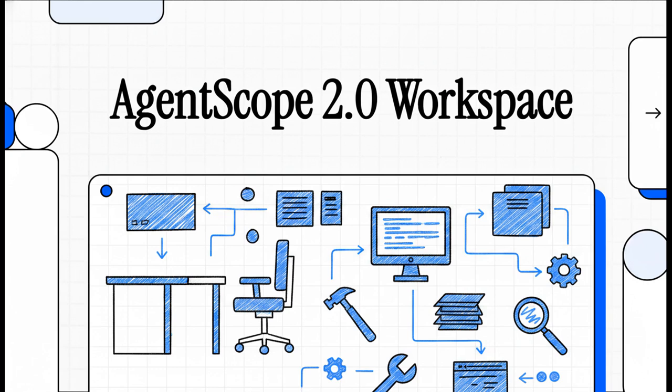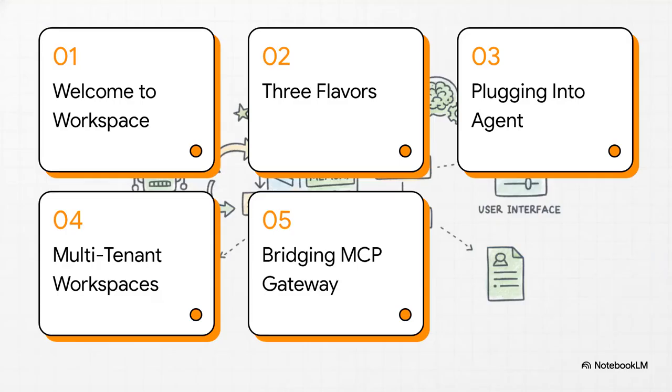You can think of the workspace as the physical agent's office. It's the place where your AI goes to work, accesses its tools, and stores its files. We're going to break down exactly how this office is built, how it operates, and how it scales. Okay, let's dive into this. We'll be looking at Welcome to the Workspace, 3 flavors of execution, plugging into the agent, managing multi-tenant workspaces, and bridging the MCP gateway. Let's get to it.